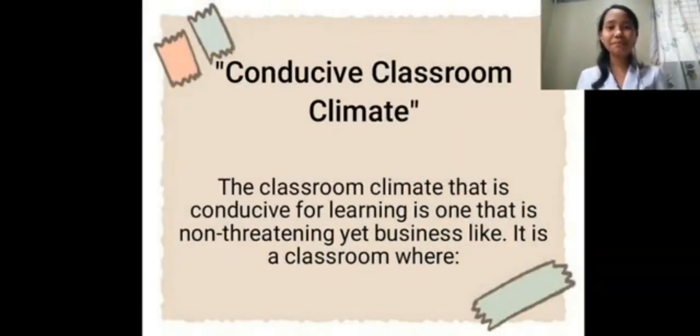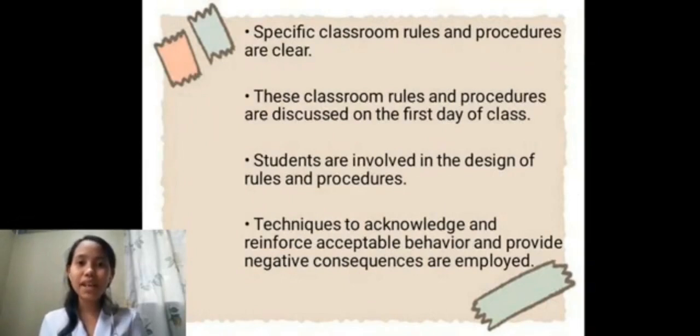Next, we have conducive classroom climate. When we say conducive, it is the classroom climate that is good for learning. The classroom climate that is conducive for learning is one that is non-threatening yet business-like. It is a classroom where, first, specific classroom rules and procedures are clear. Second, these classroom rules and procedures are discussed on the first day of class.